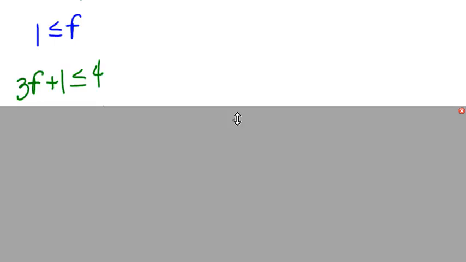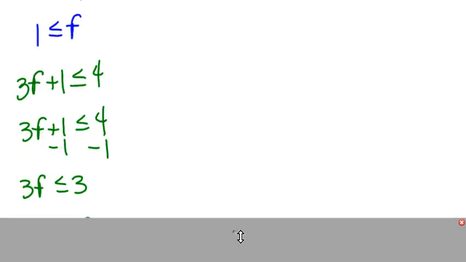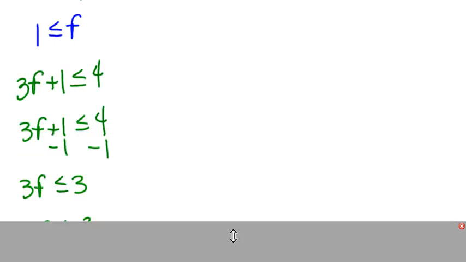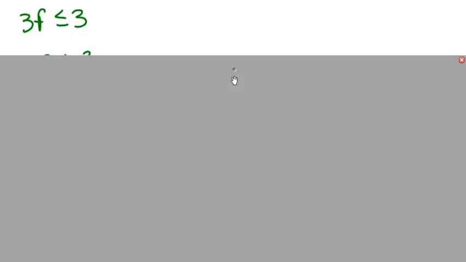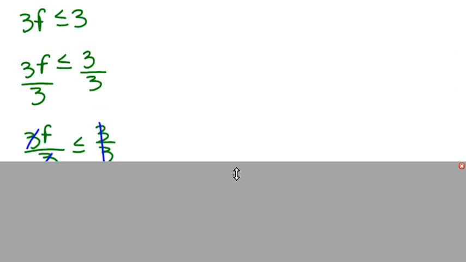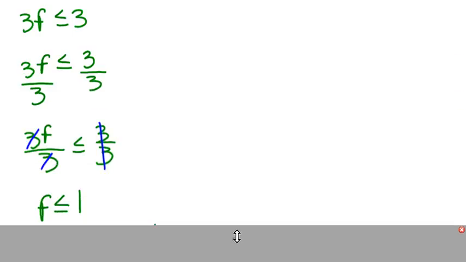Let's start working on solving for the second rule, which would be 3f plus 1 is less than or equal to 4. Again, same steps as before. Try to put the constants on one side of the inequality, variables on the other. In order to do that, we would subtract 1 from each side of our inequality. So we've got 3f is less than or equal to 3. Again, to undo the multiplication, we would divide both sides by 3, which would result in f being less than or equal to 1.